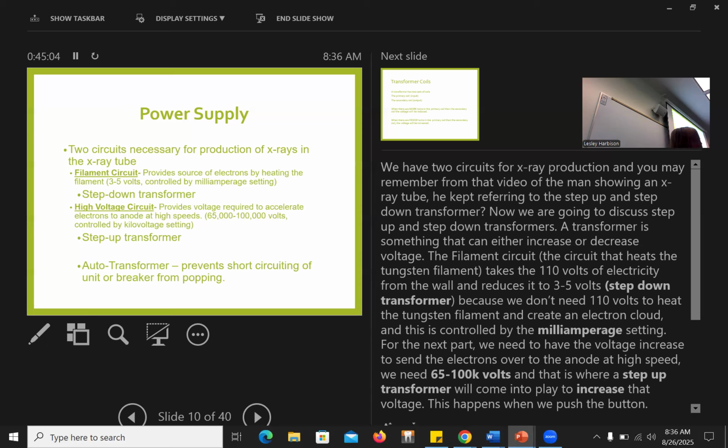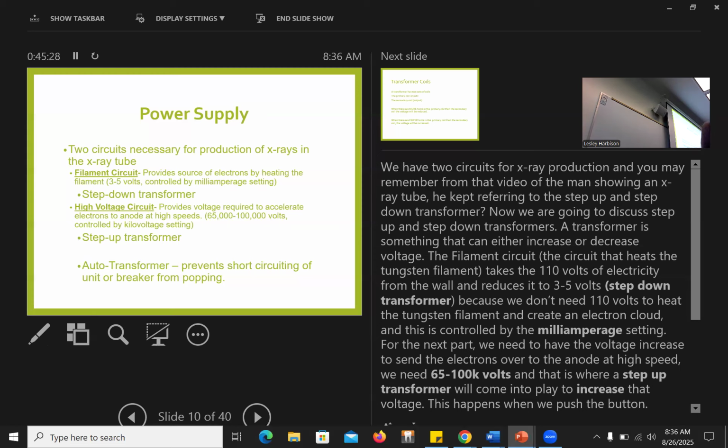I think it's technically kVe or something, but for our purposes, we say kVp. And you can control that a little bit on our machines, but not very much. Older machines, you could control it quite a bit. You could dial it up, dial it down, but on our machines, we just leave it at 70.